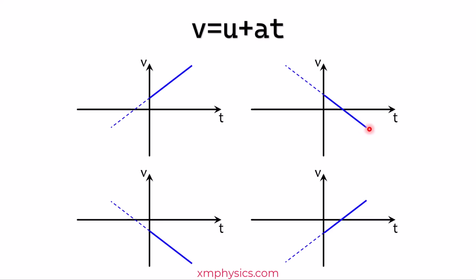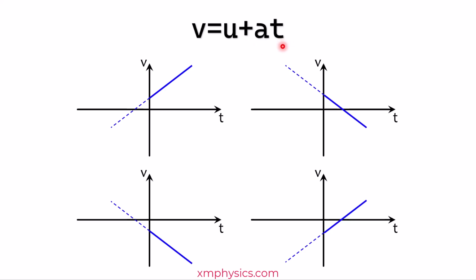If U is positive but A is negative, then the motion will slow down before it speeds up towards the left. If U is negative but A is positive, then the motion will slow down before it speeds up towards the right. But no matter what, you notice all these are straight line graphs. So in uniform acceleration motion, the velocity always varies linearly with time.